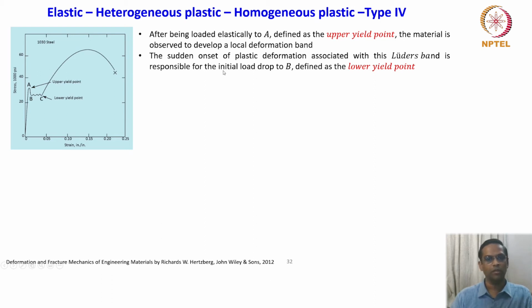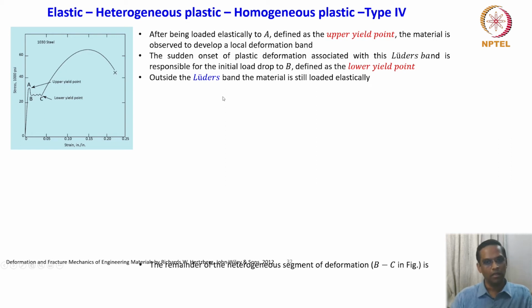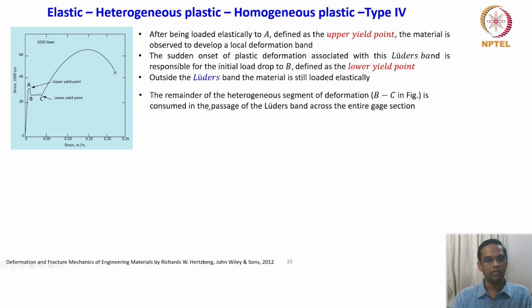Okay, so we just mentioned in the previous sentence it is local deformation, so it is characterized as a Luder band. We will see what it is in a minute. Outside the Luder band, the material is still loaded elastically. Okay, so outside this is still elastic stress associated with the specimen. The remainder of the heterogeneous segment of the deformation B to C is consumed in the passage of Luder band across the entire gauge section.